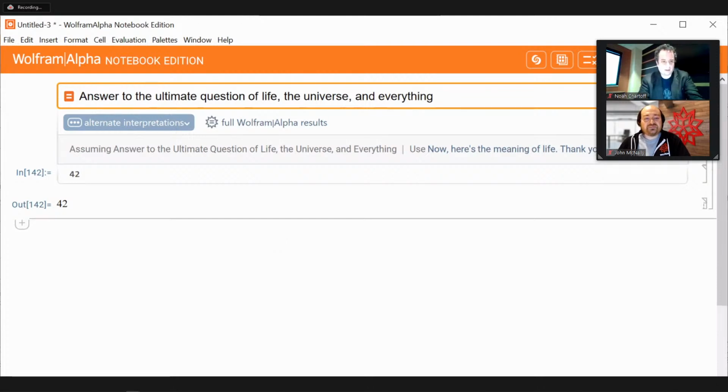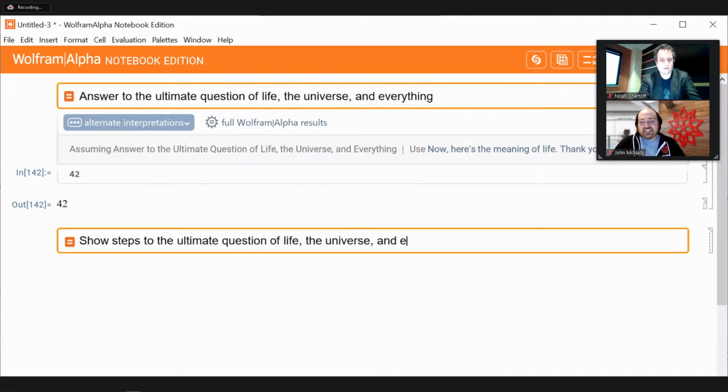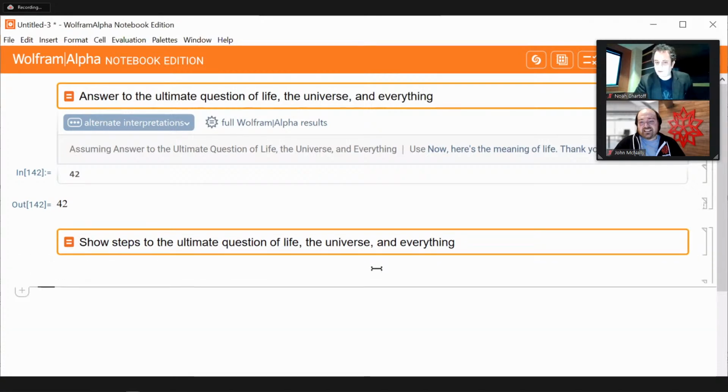But anyway, just curious, what happens if I show steps for the question of life, the universe, and everything? I've never tried this. Just going to give this a try. Living dangerously. Well, that one does not have show steps implemented yet, which is perhaps for the best, as Noah was saying, according to the novel.